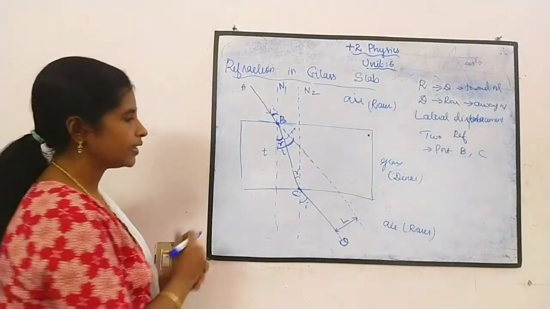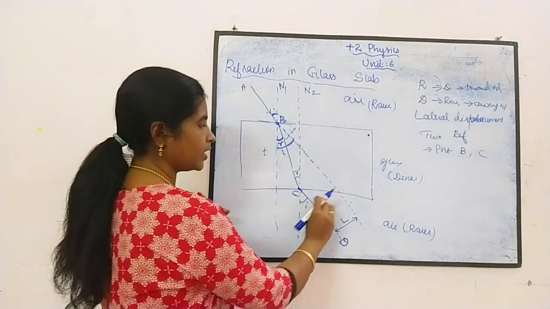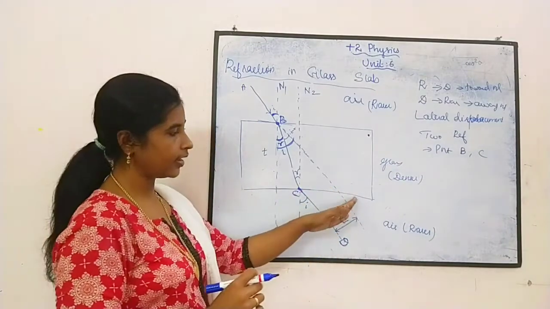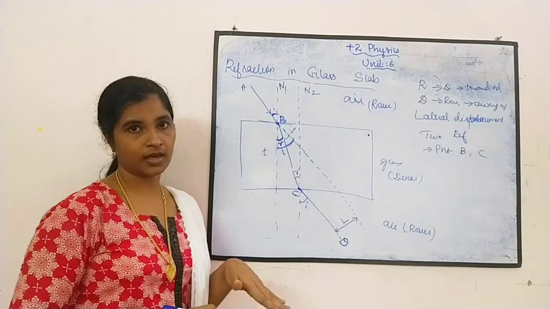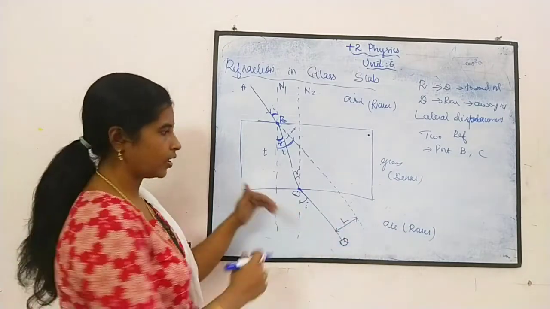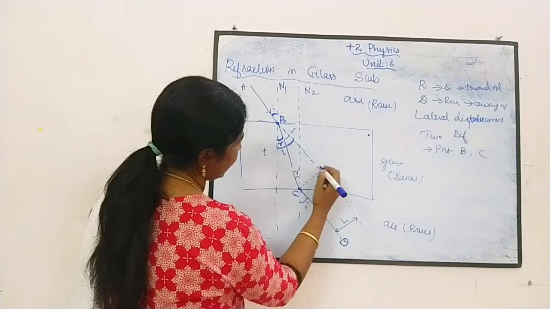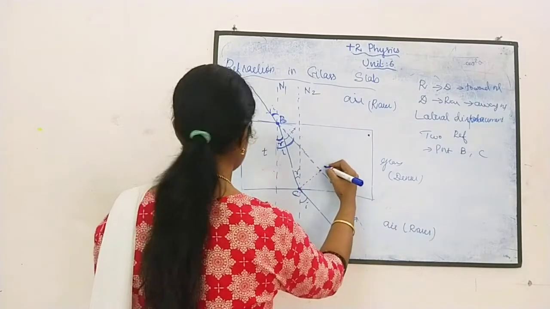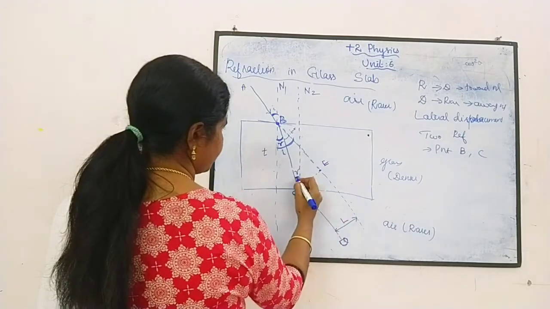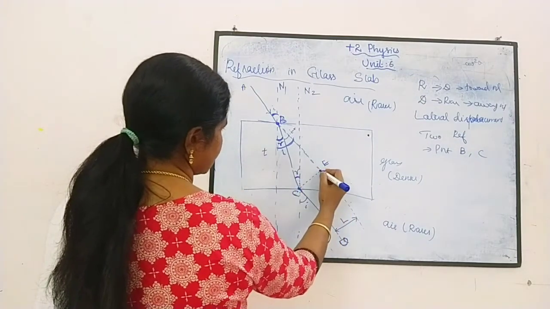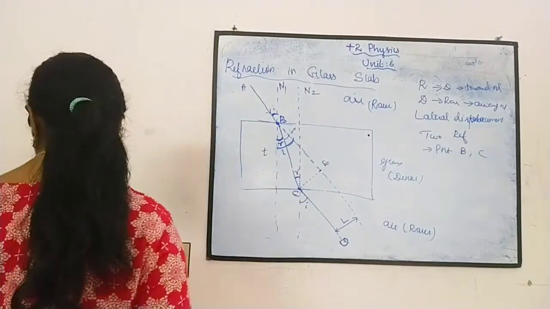Now, lateral displacement is nothing but the perpendicular distance between these two rays, the actual ray and the deviated ray. For that, let us draw a perpendicular line. Take this point as E. So this angle is I. Now we are going to find out the lateral displacement L.